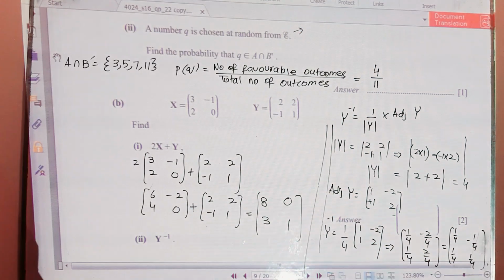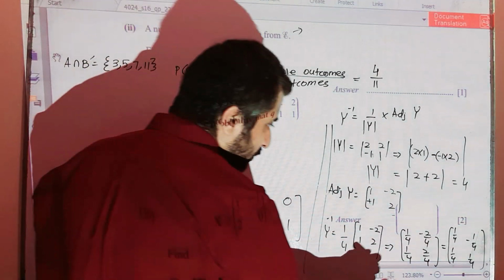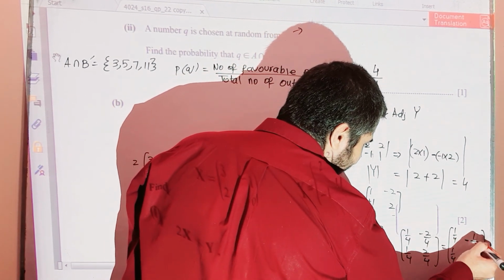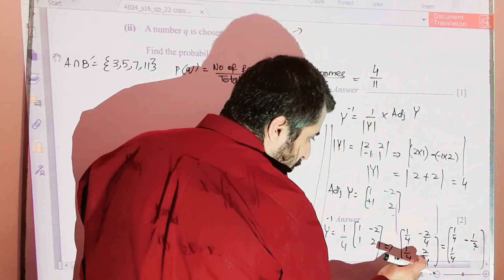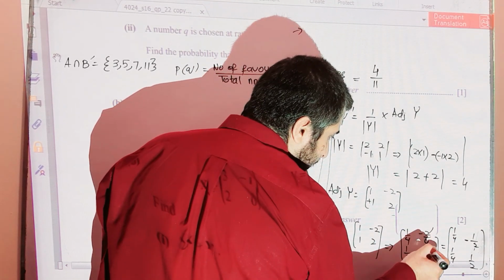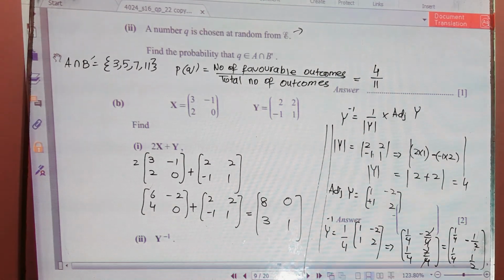Now this is the answer for the Y inverse. Excuse me over here, pardon me for the mistake. 2 over 4 is 1 over 2, minus 2 over 4 is minus 1 over 2, 1 over 4, 2 over 4. So that is the answer.